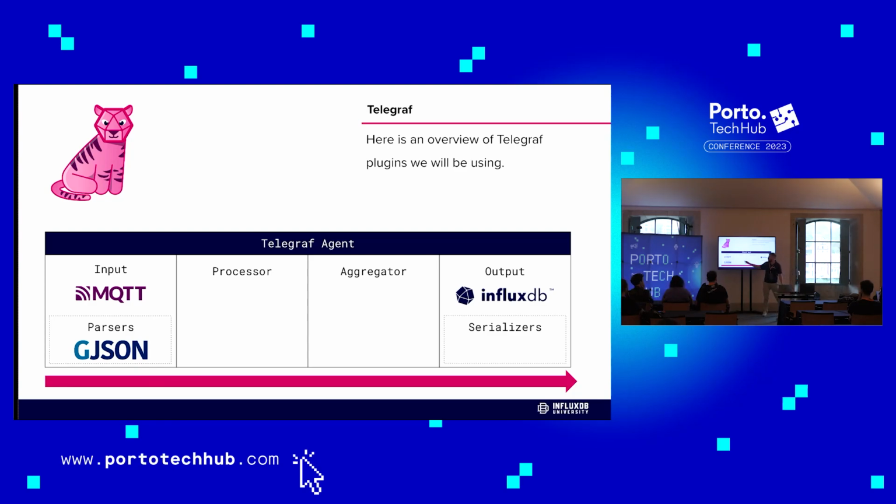In our case, for MQTT, it's all coming in as JSON, so we're going to use the GJSON parser to parse the data that we want out of our JSON payload, convert that to line protocol, and push that through our Telegraf agent. Any questions on that one?